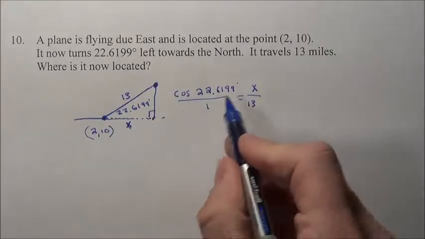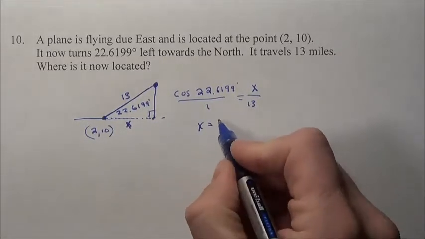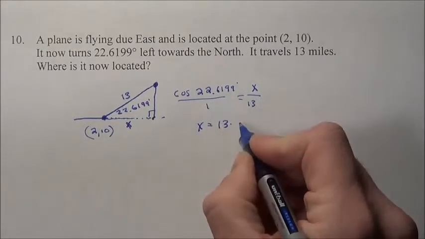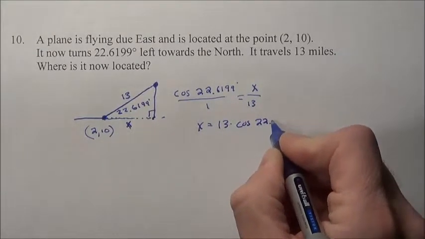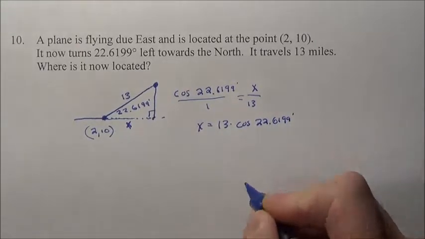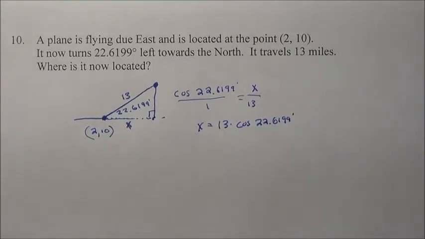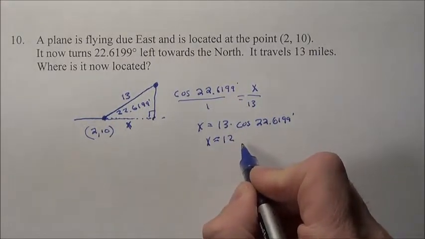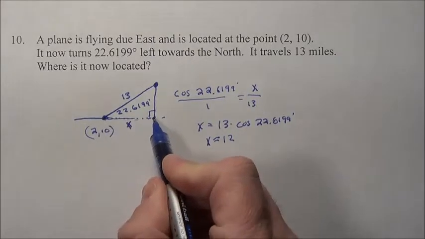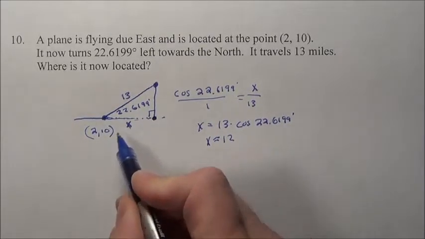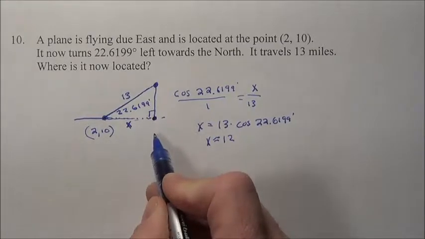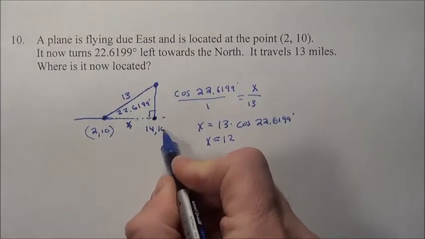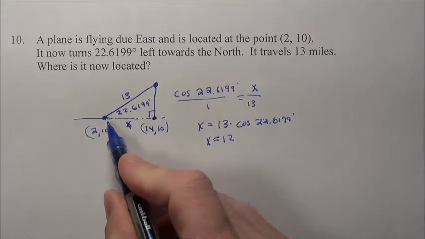So now I can actually figure out x, because x times 1 is x. X is going to be 13 times the cosine of 22.6199 degrees. So I'm going to take my calculator, I'm going to go 13 times the cosine of 22.619 degrees, and it tells me, hey, you've gone about 12 miles there. So I know I've traveled over 12. So that means right here, if you're at (2, 10) and then you go 12 miles, you're now at the point (14, 10). The height hadn't changed any.